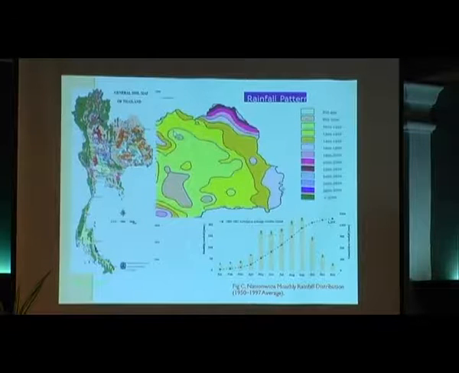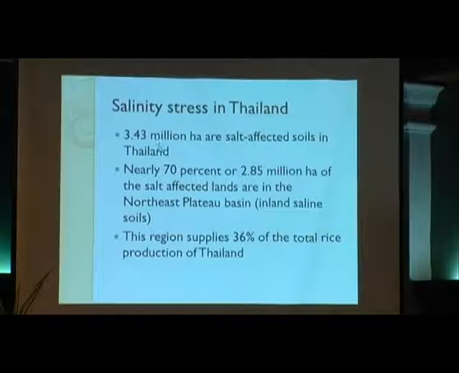And here you will see the pattern of rainfall. In the northeast, the rain amount ranges from 800 to 2,400 millimeters. Here in the central area of the northeast, as I mentioned, this is the critical part, and also this part of Nakhon Ratchasima is where salinity stress is very high. In terms of salinity, in the whole country, 3.43 million hectares are affected by this stress. The northeast comprises nearly 70% of that area, and that area is the source of 36% of the production of rice, specifically Khao Dawk Mali, in Thailand.